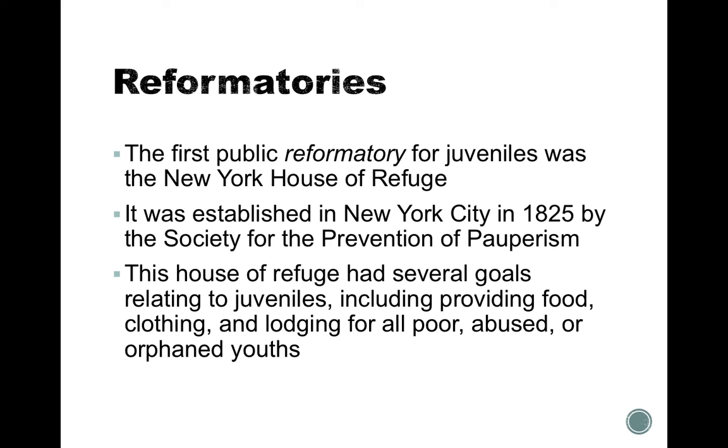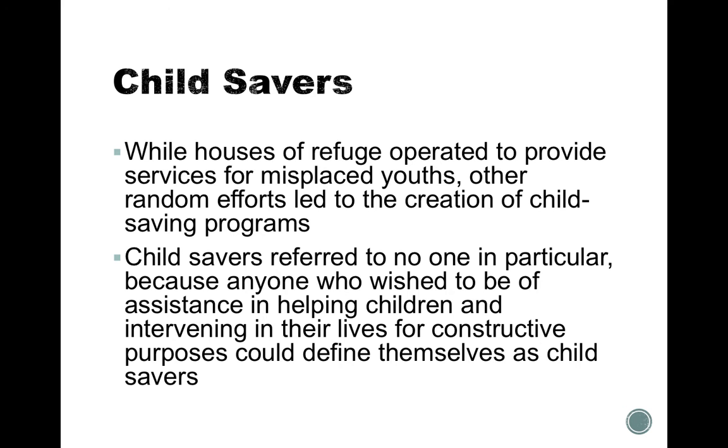So the first public reformatory for juveniles is the New York House of Refuge. And it's established in New York City in 1825. And it has several goals. They wanted to provide food, clothing, and lodging for all poor, abused, or orphaned youth. The idea here was that these people were looked at as being child savers. It basically was anyone who wanted to assist in helping children and intervening in their lives.